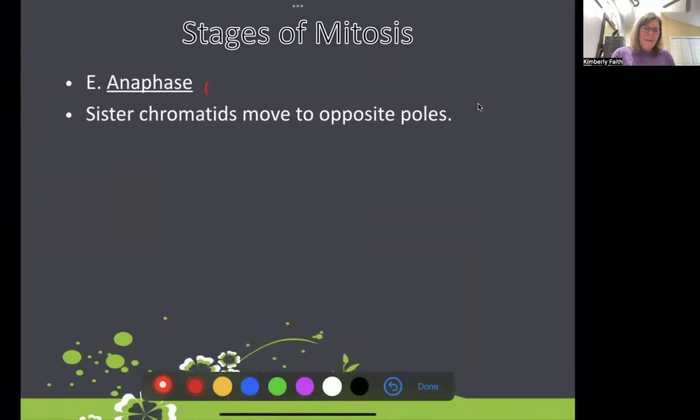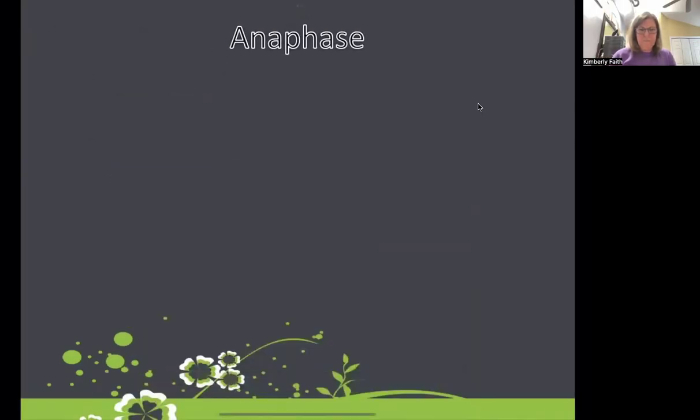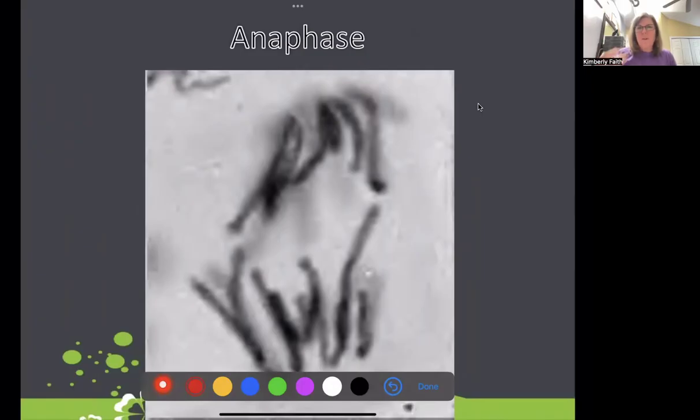And then anaphase, I always think of apart. It's when we're moving those sisters to the opposite poles. And you see how we're splitting and we're moving them to the opposite sides of the cell. We split apart that paper clip, that centromere, and the kinetochore that held those two sister copies together. And here's a picture. You see the chromosomes moving apart from one another.